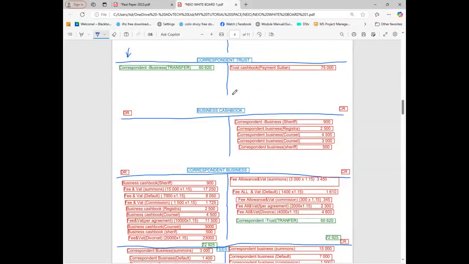Okay. But I see this is not the real cash. It's not the real cash, by the way. It's just to balance the books. It's just showing you that that is our money and we get it from the trust. Okay.